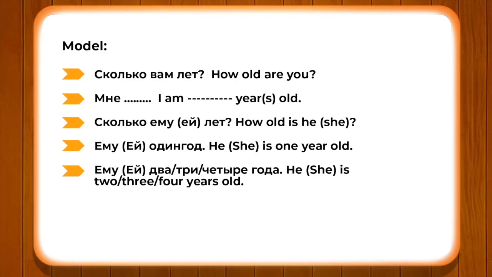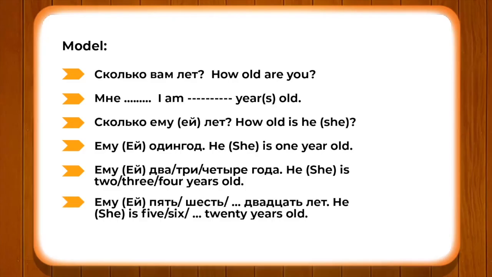For 1 we use god, for 2 we use goda, for 3 goda, for 4 goda, but for 5 we use let. So god changes into let, and that is why we have imu or ye 5 let, 6 let, and it can go further to 20 let. But if it is 21 years old, 21 god, 22 goda, and like that.